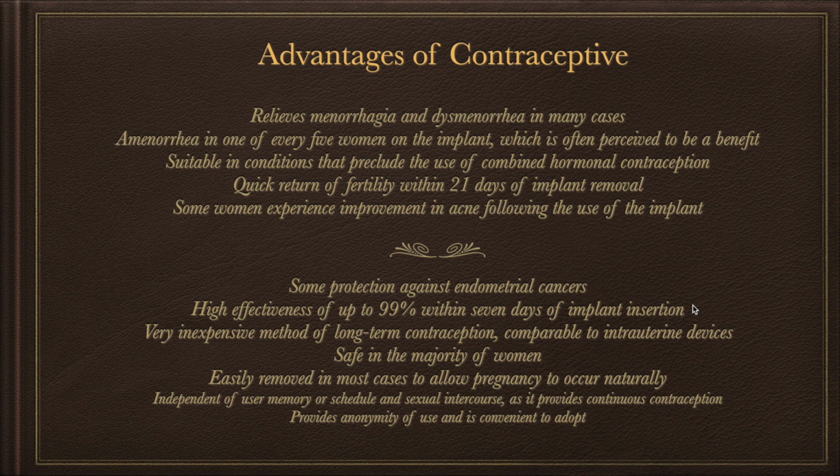High effectiveness of up to 99% within 7 days of implant insertion. A very inexpensive method of long-term contraception, comparable to intrauterine devices, and safe in the majority of women. Easily removed in most cases to allow pregnancy to occur naturally, independent of user memory or schedule and sexual intercourse, as it provides continuous contraception, provides anonymity of use, and is convenient to adopt.